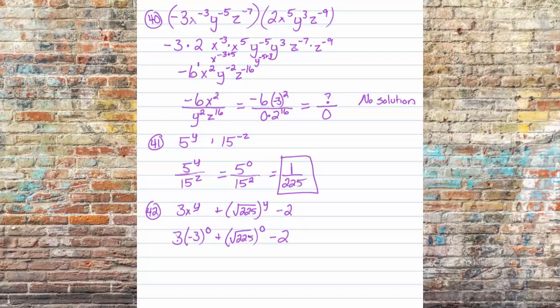So let's clean this up a bit. Negative 3 to the 0th power. Well, that's 1. So we're left with 3 times 1 plus, it really doesn't matter what the square root of 225 is, even though we know it's 15. Since the square root of 225 is being raised to the 0th power, that's going to simplify to 1 minus 2. So we then have a 3 plus 1 minus 2, which equals 2.